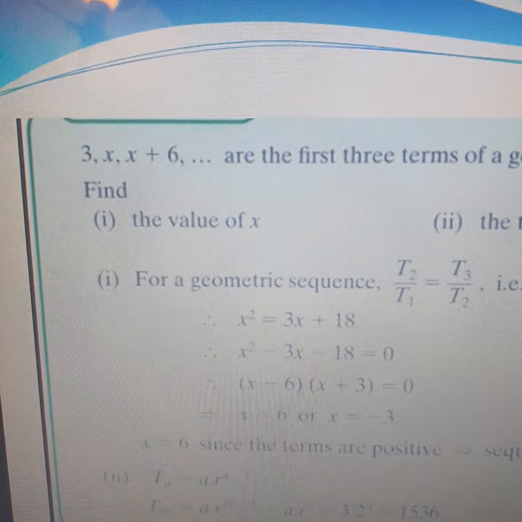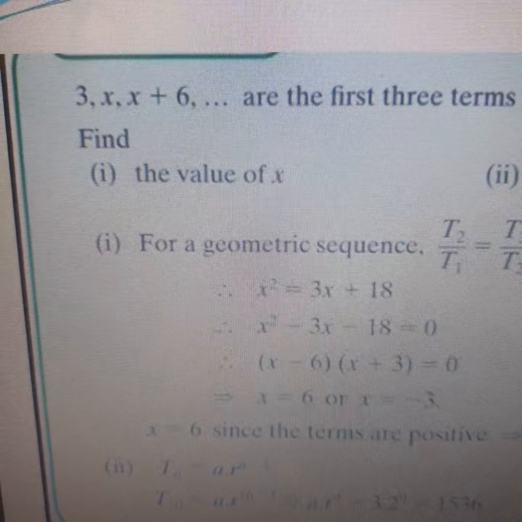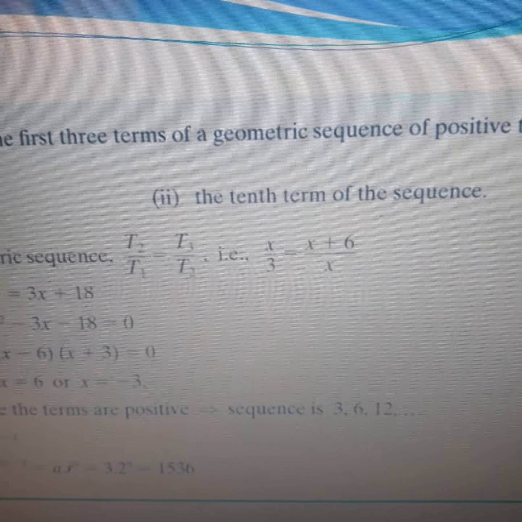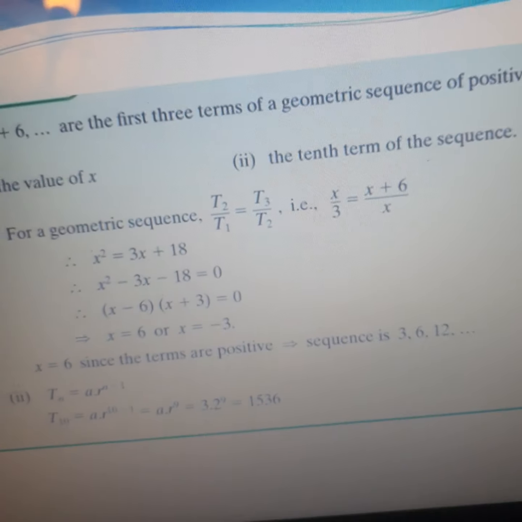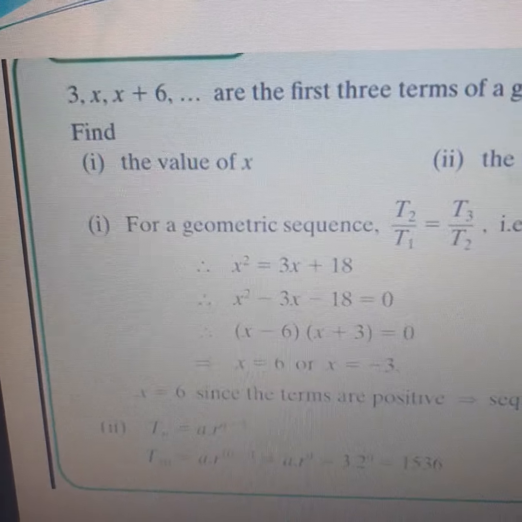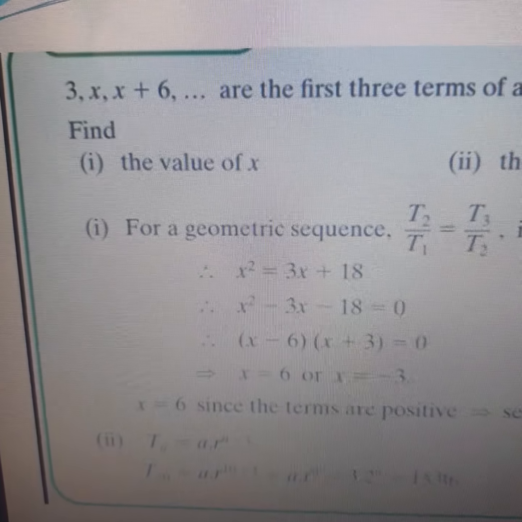Okay, let's look at this one. We have algebra, right? So we have 3, x, x plus 6 are the first 3 terms of a geometric sequence of positive terms, right? So positive terms mean obviously you're not going to have a negative number as part of the sequence. Find the value of x. Okay, that's our first thing, right? So it's in terms of algebra.